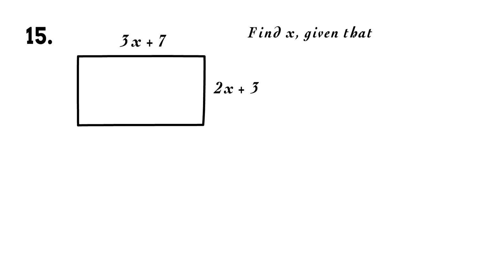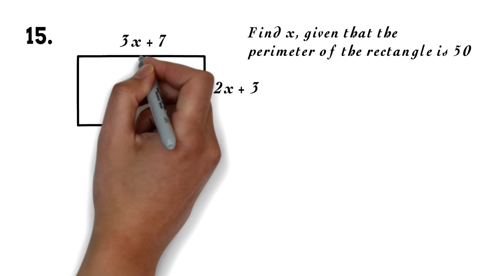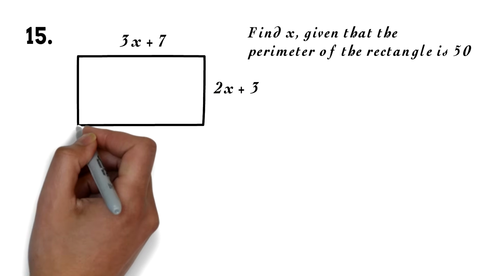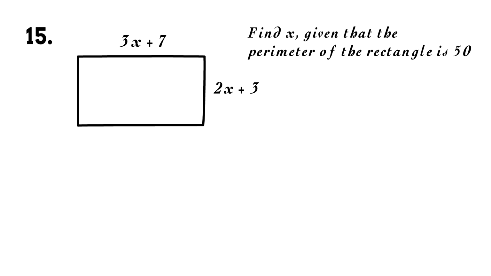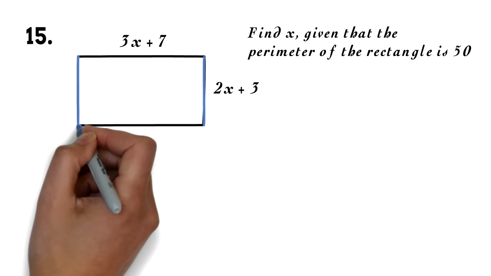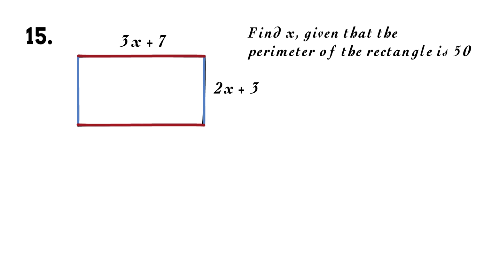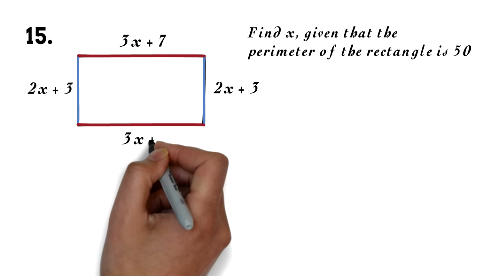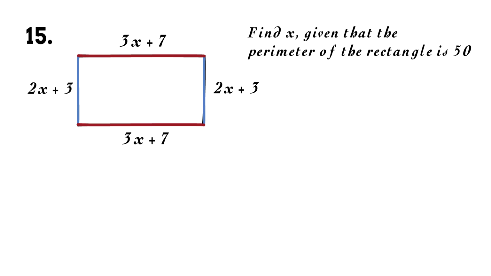Let's look at our question 15. Here, we are supposed to solve for the x given this rectangle. We know that the perimeter simply means adding all the sides. We know this is a rectangle, so opposite sides have the same size. This side will also be 2x plus 3. This will be 3x plus 7. Now we can add all these parts, and it must be equal to the perimeter 50.